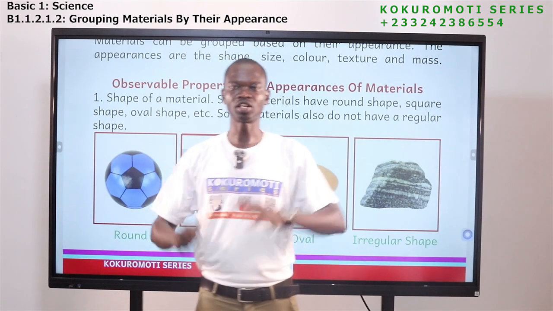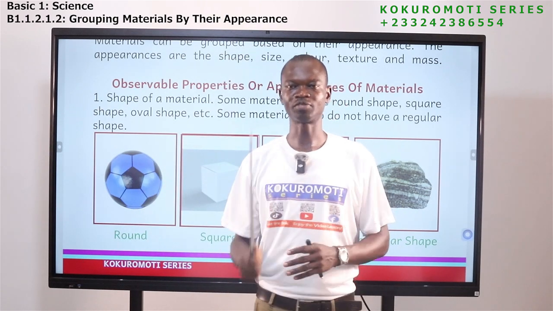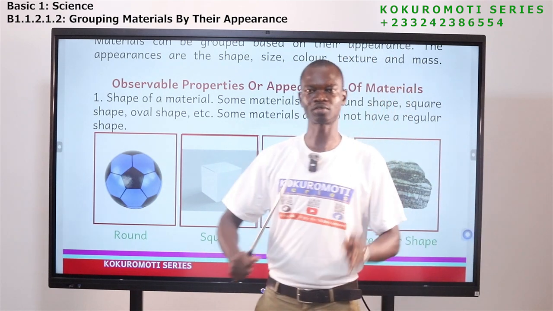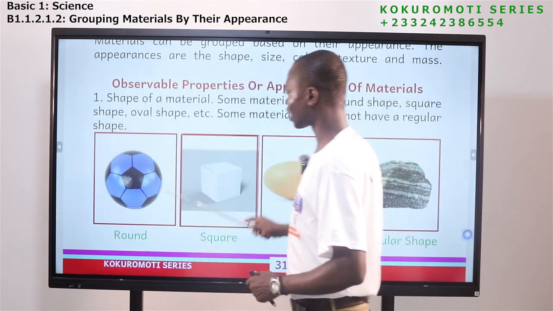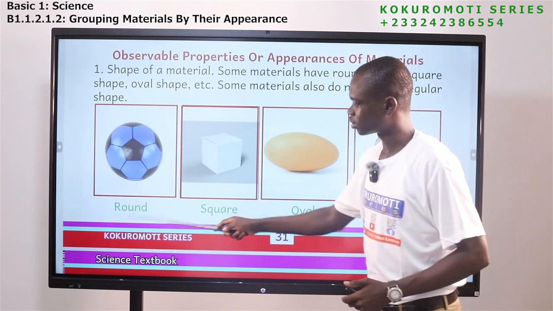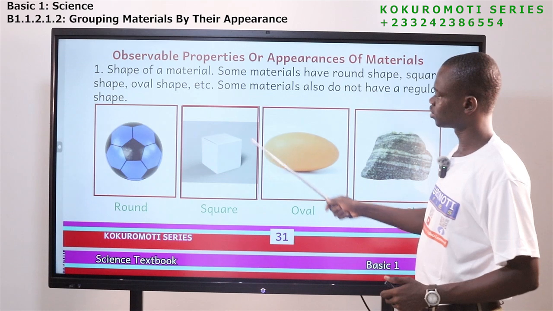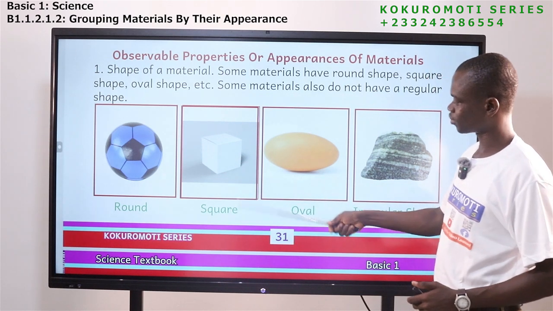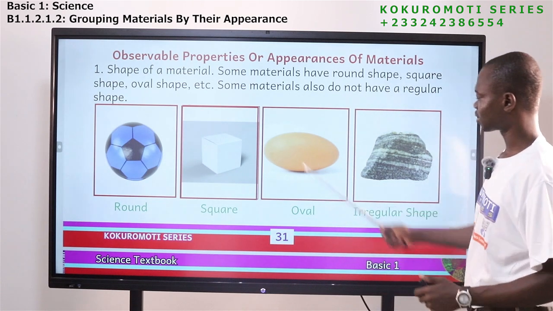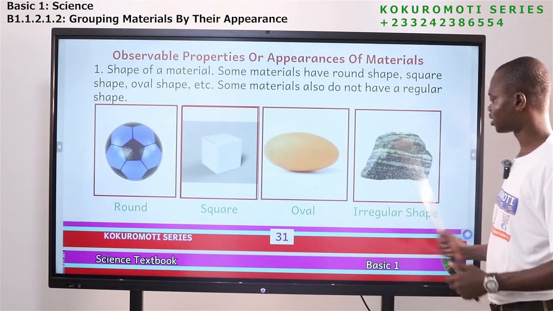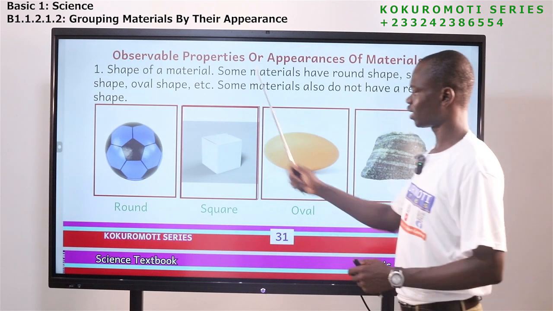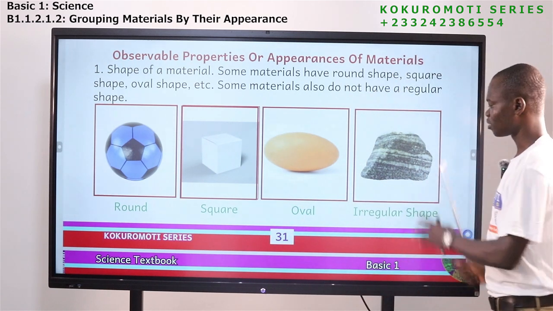The materials that we see, the objects that we see around, some of them have a shape that is regular. Some too do not have a regular shape. So now let's look at this. This is round. This is a ball. The shape is round. This is square or box, but it has square shape. This is egg. It has oval shape. This is stone. The shape is not oval, it is not square, it is not round. In fact, the shape is irregular.